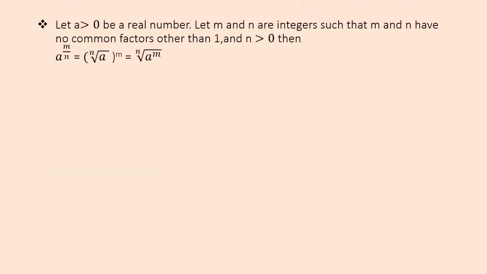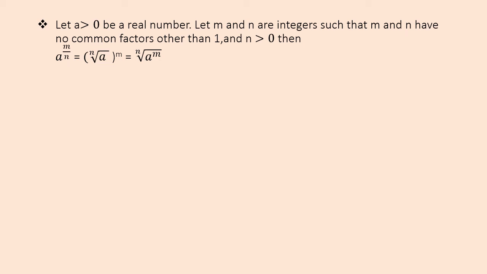Let a be a real number greater than 0. m and n are integers such that m and n have no common factors other than 1, and n greater than 0. Then a raised to m upon n is equal to the nth root of a whole raised to m, that is equal to the nth root of a raised to m.